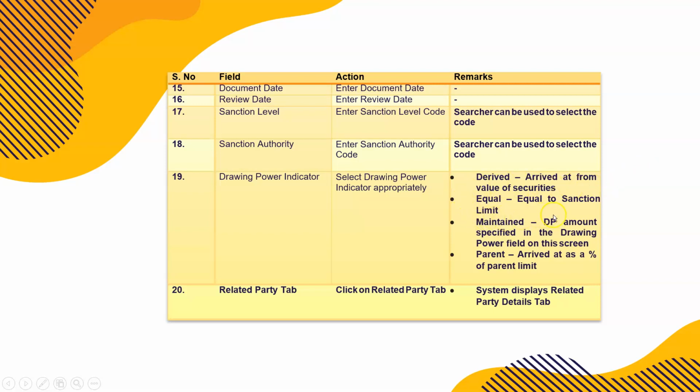Equal means equal to the sanction limit, right? Maintained DP amount is specified in a drawing power field as per the screen. And parent, when we open a limit tree here, we can assign percentage here also, right? So this I'll be explaining when I'll be giving you limit node maintenance, HLNM. I'll be explaining in different videos. Related party tab details have to be visited mandatorily. Even if it is proprietorship or OPC, we have to visit this.